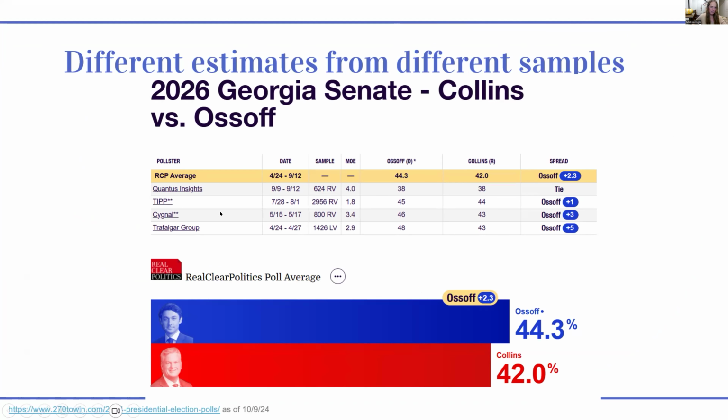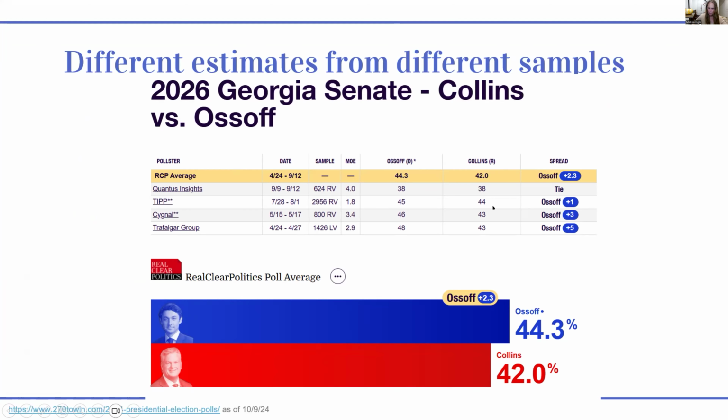Here is another. I just looked this up. I pulled this off of Real Clear Politics just last night. This is the 2026 Senate race with, I think, Mike Collins versus John Ossoff. John Ossoff is projected to win, but it's tight, right? It's 2.3%. It's within the margin of error. So there's this 2.3%, and this is all these polls together.